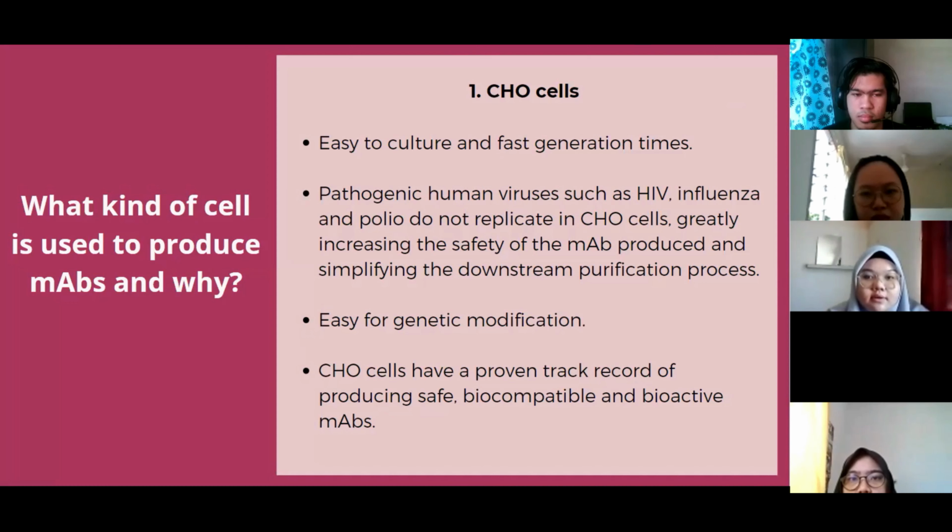Next, we'll look at what kind of cell is used to produce MAbs and why. There are three types of cell that can be used. The first one is CHO cells, which is Chinese hamster ovary cell. CHO cells quickly gained recognition for ease of culture and fast generation times. Pathogenic human viruses do not replicate in CHO cells, therefore it increases the safety of the MAb produced and simplifies the downstream purification process. These cells are also easy for genetic modification and have a record of producing safe, biocompatible and bioactive MAbs.